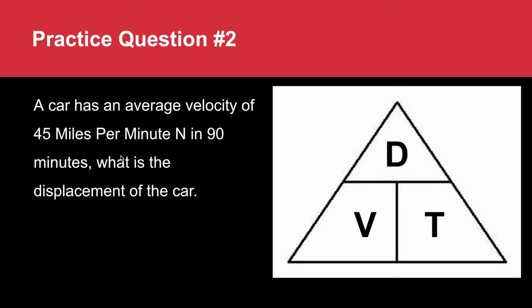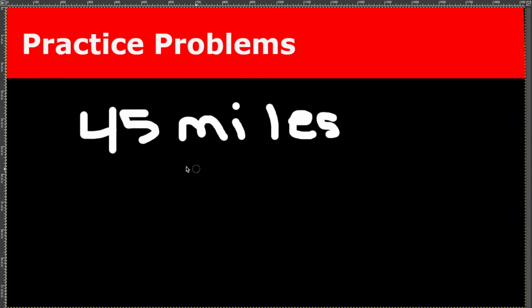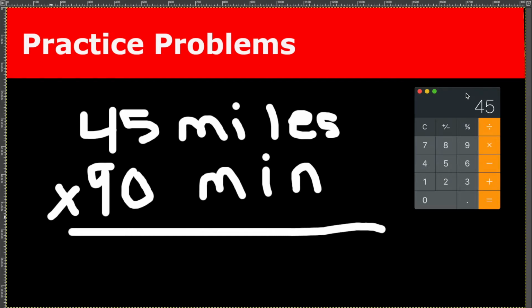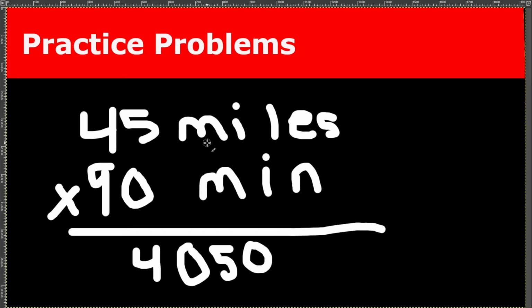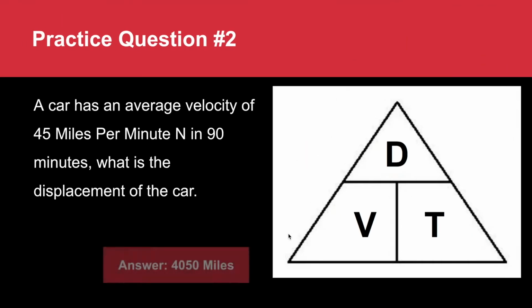A car has an average velocity of 45 miles per minute north for 90 minutes. What is the displacement of the car? So now we're looking for displacement. We just multiply 45 times 90. So we're going to take 45 miles per minute and multiply it by 90 minutes. If we multiply it, we will definitely need a calculator. 45 times 90 is 4050, and it was in the direction of north. So 4050 miles north.